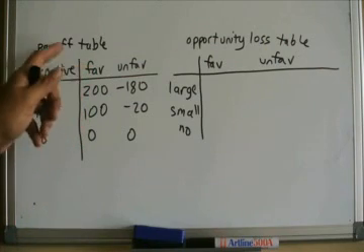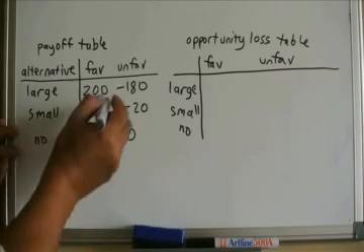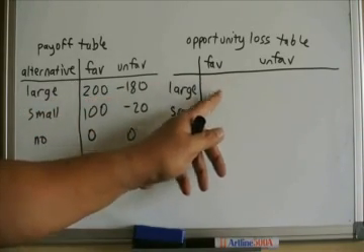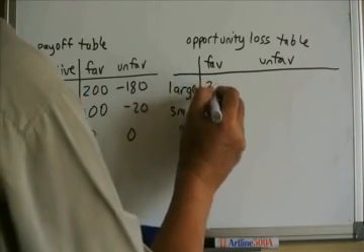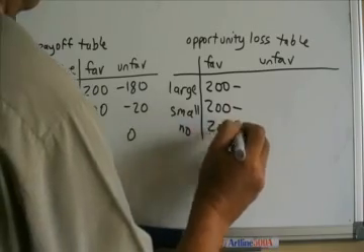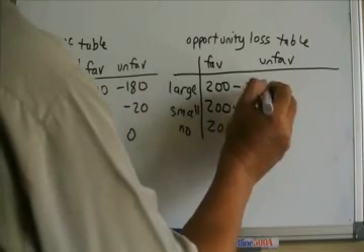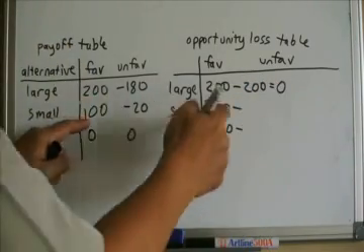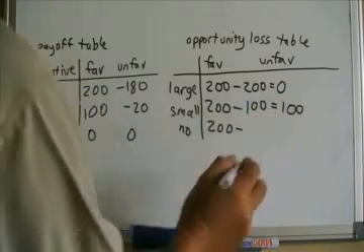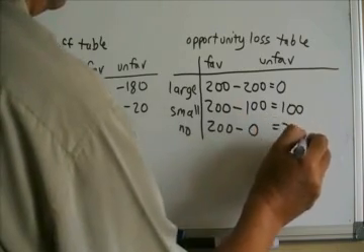Let's say for the payoff table, favorable market. Between these three values, the biggest is 200. So in the opportunity loss table, we subtract from 200. 200 minus 200 is 0. 200 minus 100 is 100. 200 minus 0 is 200.